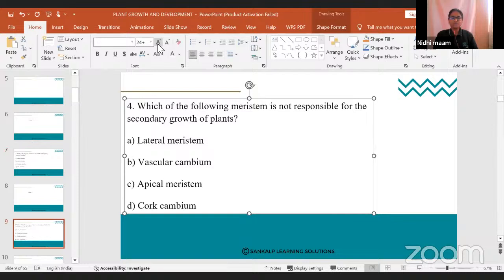Next question. Which of the following meristems is not responsible for the secondary growth of plants? Lateral meristem, vascular cambium, apical meristem, cork cambium. Jyoti answered it quickly. Very good. Navyashri answered it. Fine. Kavya M, Shweta, Siddhan Gowda. Fine.